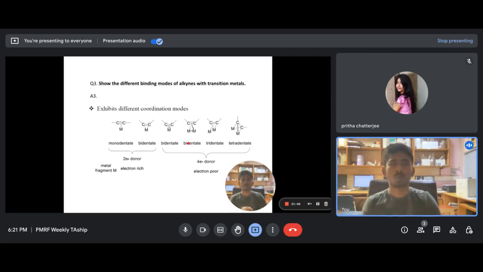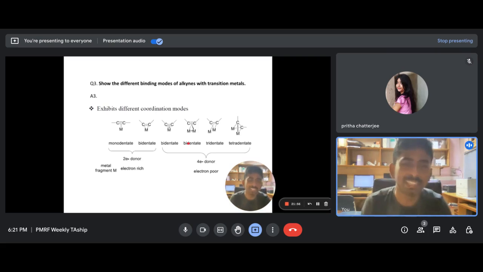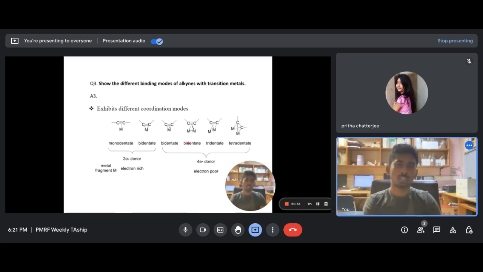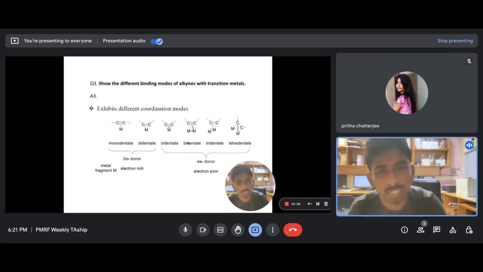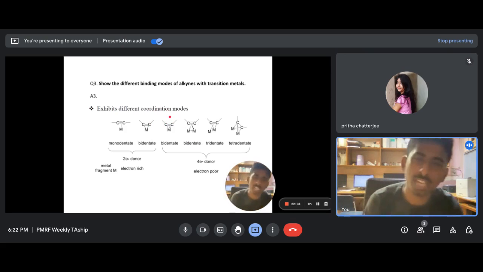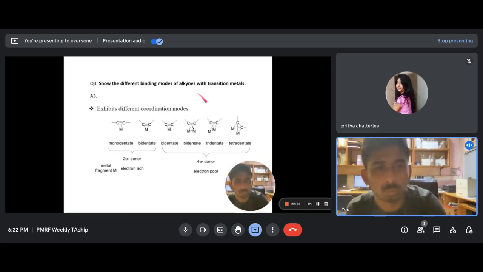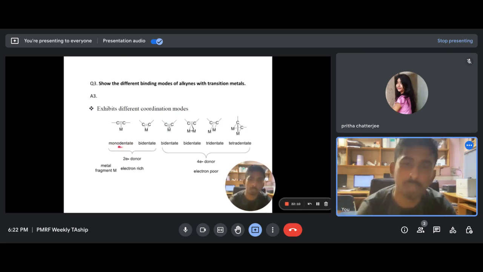So till now we were discussing this alkene kind of system, or conjugated diolefin systems, or several isolated olefin systems. Now we shift to the last topic, that is alkynes as ligands to the transition metals. There are various coordination modes available for alkynes to bind to the transition metals. We shall go through all of the cases one by one.